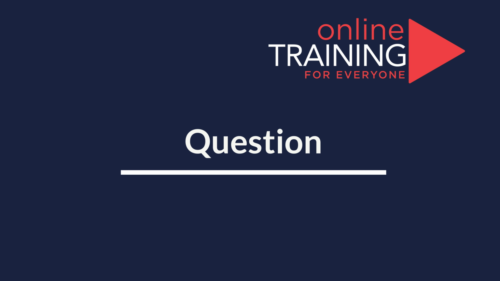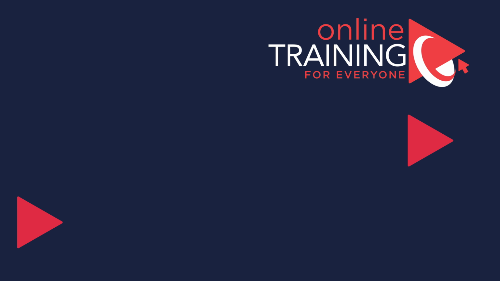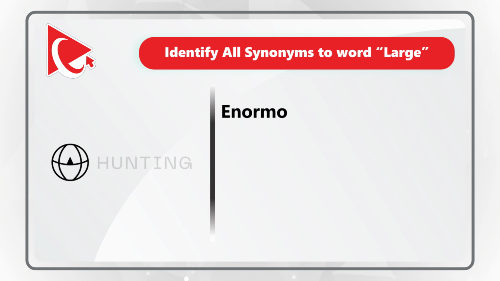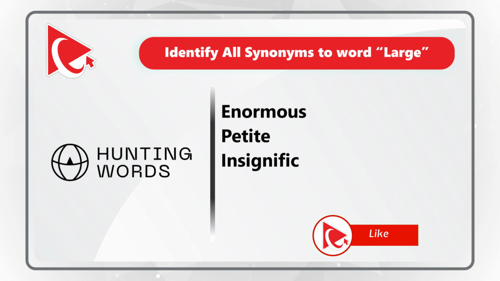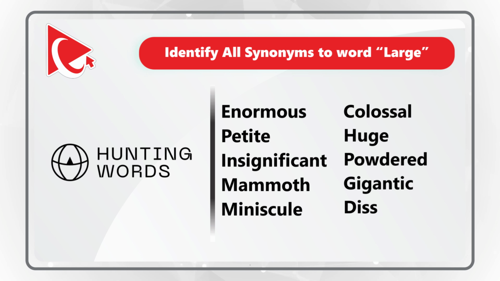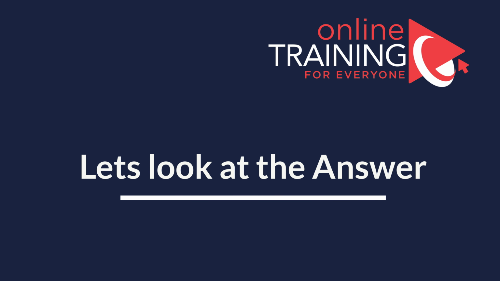Here's a tricky question which tests your knowledge of English words. You need to identify all the words that are synonyms to the word large. You're presented with 10 different words: enormous, petite, insignificant, mammoth, minuscule, colossal, huge, powdered, gigantic, and dissolved. The tricky part here is that there could be between 1 and 10 answers. Give yourself a little bit of time to see if you can process the question. Let's move forward and I'll share with you my version of the answer. But obviously, if you have better solutions, feel free to share in comments.